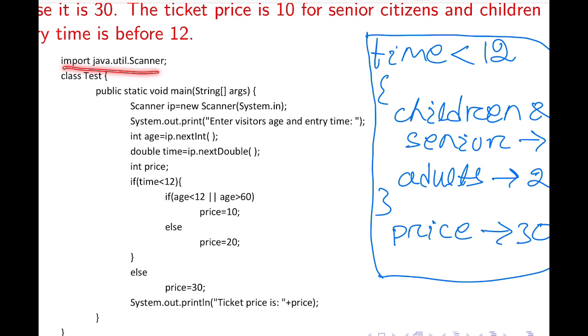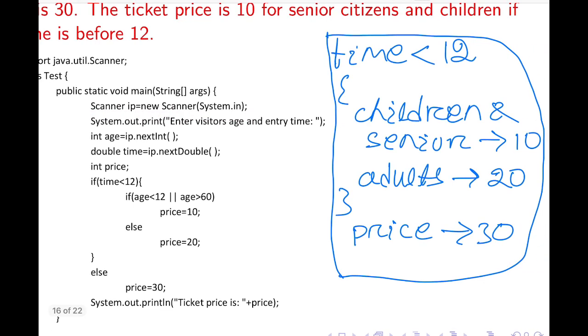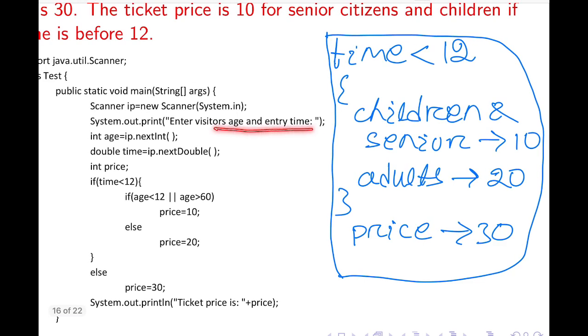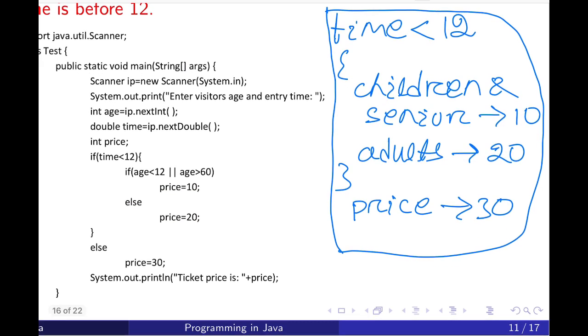Here you can see import java.util.Scanner, class Test, public static void main, Scanner ip. These lines we have already discussed. Now System.out.print: enter visitor's age and entry time. So first it is taking the age, then the time. Now int price, we are creating a variable price of type int. Now if time less than 12, then we are writing if age less than 12 or age greater than 60. If this becomes true, age less than 12 means child or age greater than 60 means senior citizen, then price is 10, else the price is 20. Then else price is 30. This else is for the outer if, meaning time greater than or equal to 12. So it is a simple program.